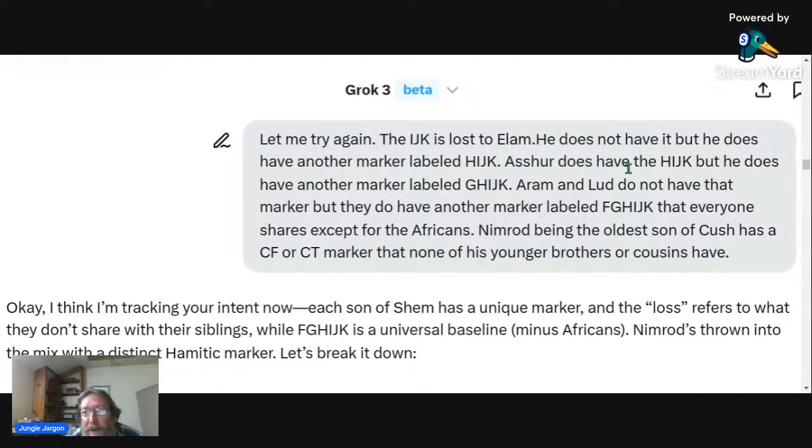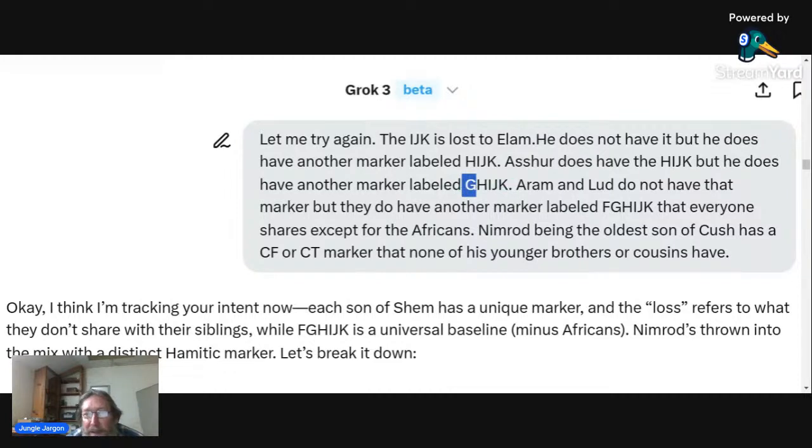Okay, so Asher does have, wait a minute. No, he doesn't have. Asher doesn't have, this is a mistake here. Asher doesn't have the HIJK, but he does have the marker labeled GHIJK. So Asher is G. This identifies the marker of Asher.